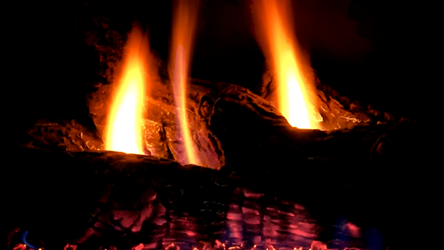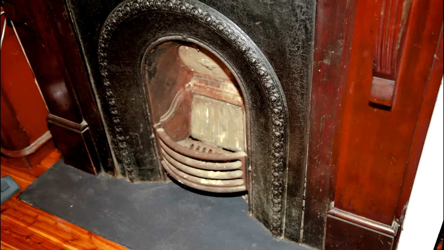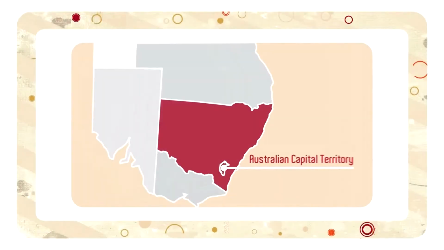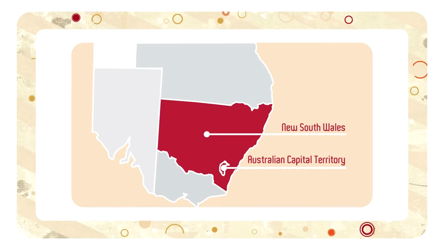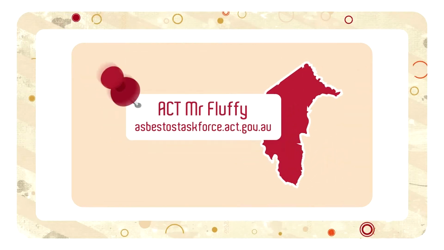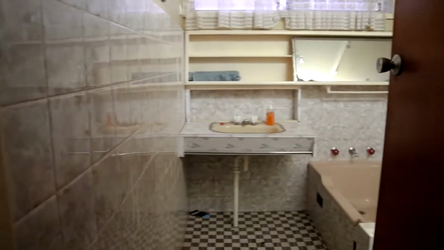Asbestos was used as insulation in wood heaters and hearths, even under old cast iron fireplaces like this one, and as loose fill insulation in the roof cavity in homes in the ACT and some in New South Wales. Thankfully, that's not common, and the New South Wales and ACT governments have taken steps to deal with all homes affected by this loose insulation product called Mr. Fluffy. It's very typical for bathrooms built before 1987 to contain asbestos sheeting. Normally where you'll find it in the bathroom is in the ceilings, your walls, and under your floor tiles.